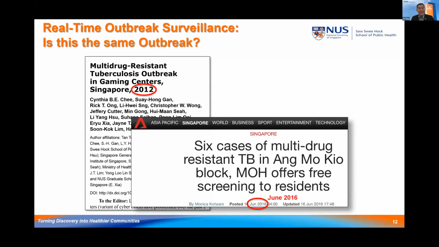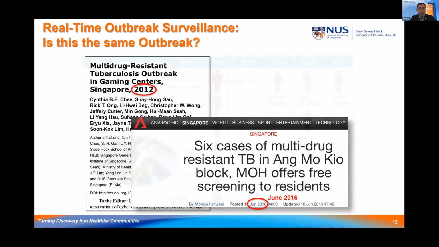In 2016, there was another outbreak of multi-drug resistant TB in Singapore, but this time around, it was in a housing block estate. And people who work in infectious disease would say that TB is a slow-burning infection. I could have been exposed and infected perhaps 10, 20 years ago, but only manifest the infection later on in life.